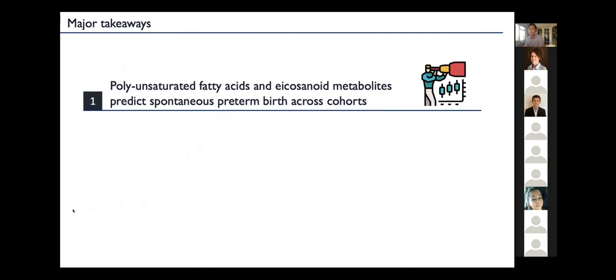To summarize, the past work that I've been showing you illustrates thus far that there's compelling evidence that polyunsaturated fatty acids and their eicosanoid metabolites are predictors of spontaneous preterm birth. And this is still evident across more than one prospective birth cohort. Going forward, we will continue to analyze these biomarkers in larger samples to further leverage their utility in predicting additional maternal and child health outcomes as well.